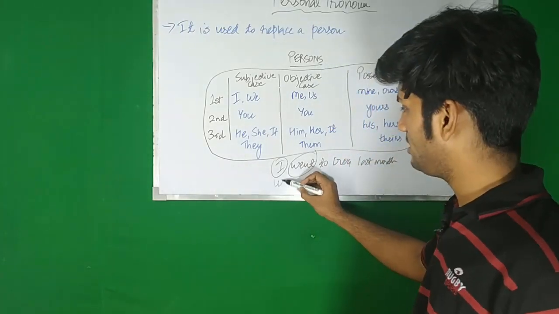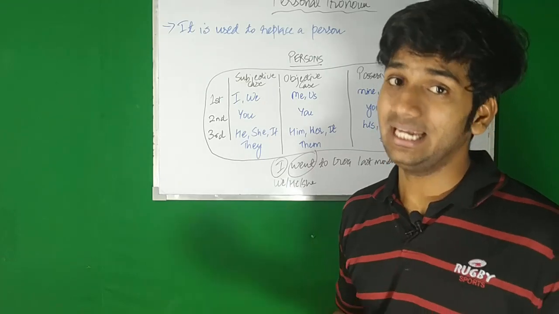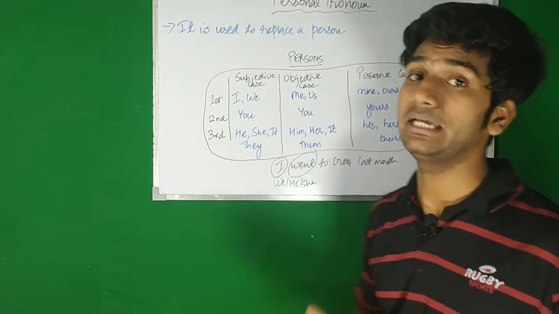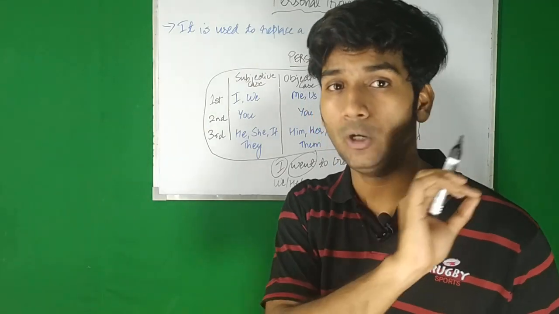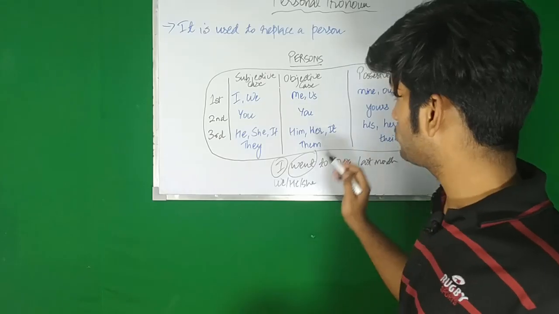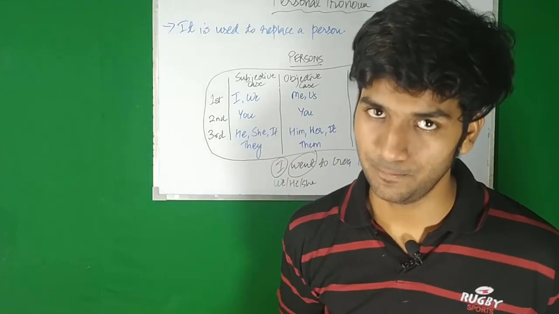I can say we, I can say he, I can say she, I can say they, but I cannot say me, I cannot say us, I cannot say him. I cannot use any objective or possessive case. All right, always remember this. I can only use a subjective case when I am using that word as a subject.